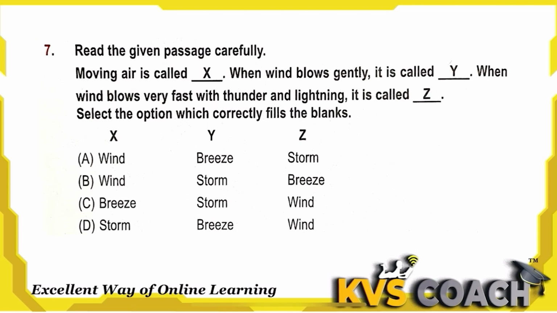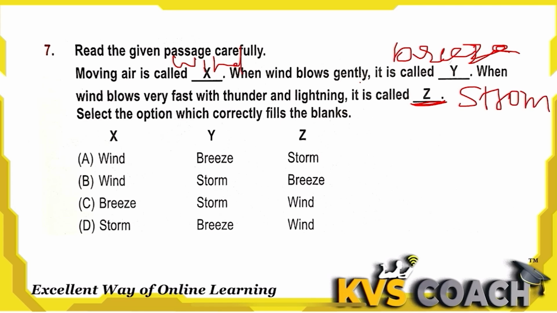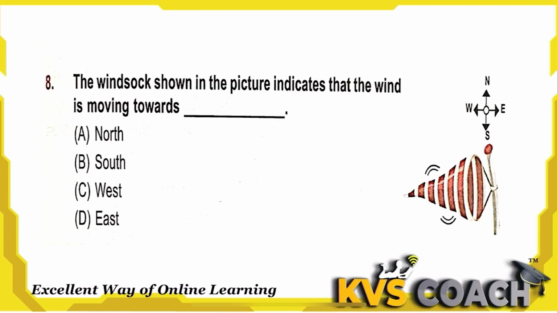Moving air is called wind. In the first paragraph of this chapter, I already told you that. When wind blows gently, it is called breeze. In the morning, you can feel that pleasant breeze. When wind blows very fast with thunder and lightning, it is called storm. So, where is wind, breeze, storm? In option A. Option A is the right answer.